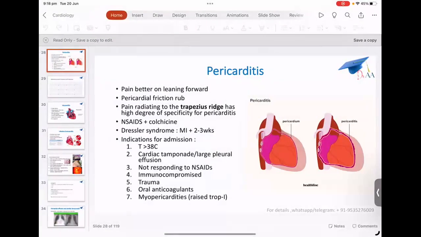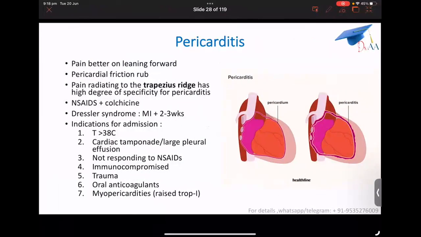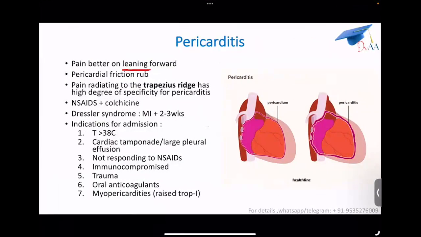In pericarditis, I have repeatedly said it wrong today in the class. The pain gets better on leaning forward. So usually the patient will be leaning forward. It is only on lying backwards that the pain gets worse. It is a pleuritic chest pain.